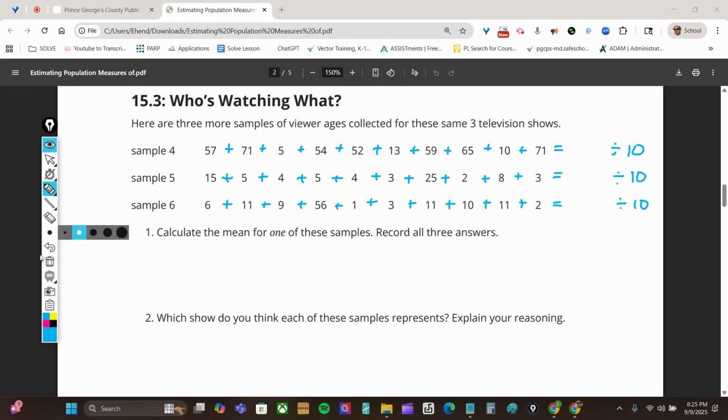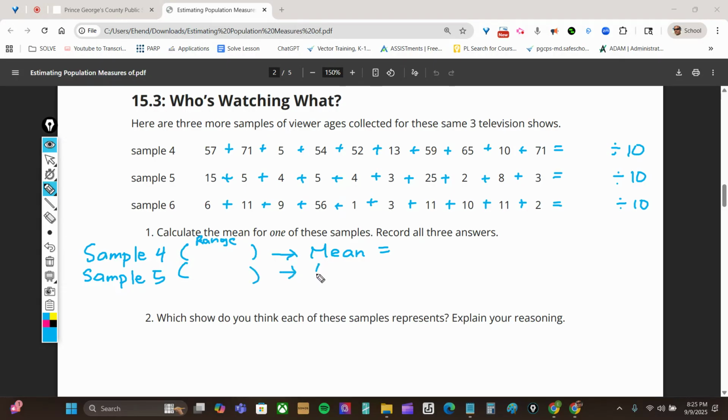Okay, so then you will calculate the mean, say sample 4. First you put the range, which is the high and the low. And then you can do over here the mean equals. Then do the same thing for sample 5. Put the range, and then the mean equals. Same thing for sample 6. The range and the mean equals.